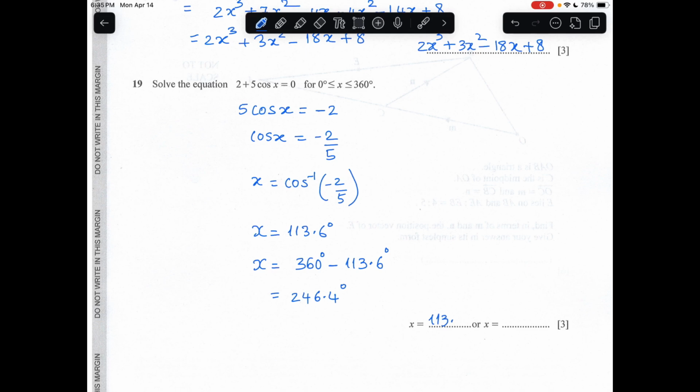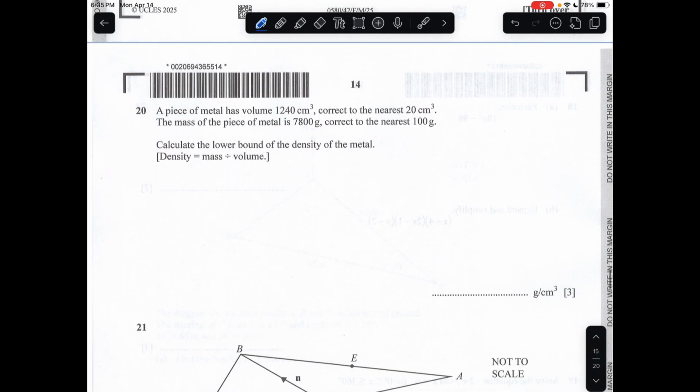So the answer for this question is 113.6 degrees and 246.4 degrees. Right? Let's move on to question number 20.